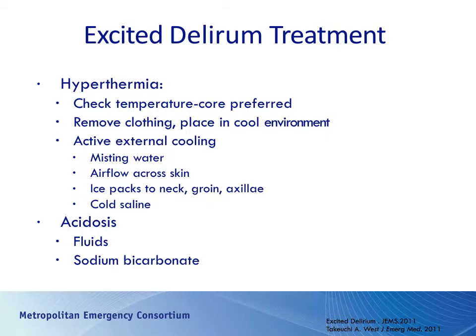If the patient's hyperthermic, we're going to get them cooled off. We're going to get the clothes off. We're going to use either misted water or ice packs or cold saline. We will check for acidosis by doing blood gases on these patients, and we'll treat the acidosis with fluids and sodium bicarbonate. We don't expect you to do sodium bicarb in the field, but if the patient is agitated and you think they are excited delirium, you get them calmed down with ketamine, give them IV fluids and a fluid bolus if you have an opportunity to do so.